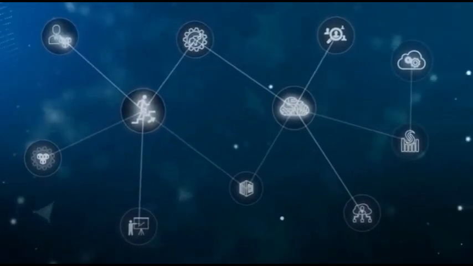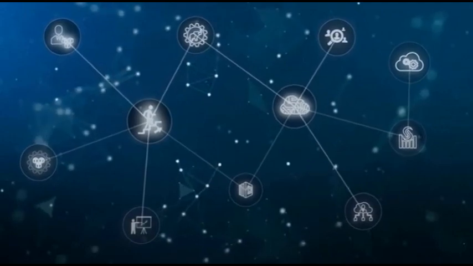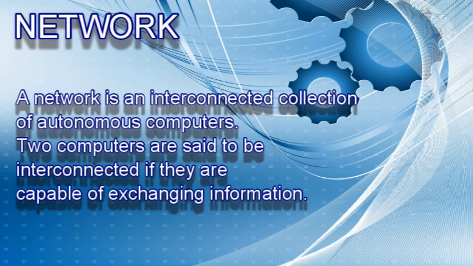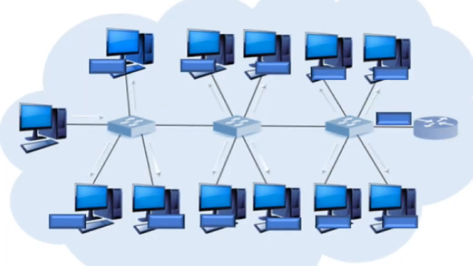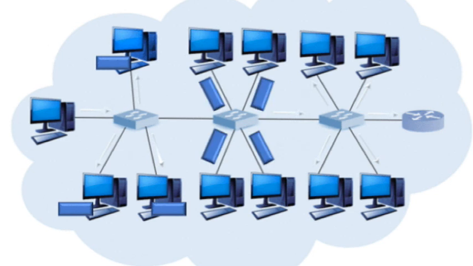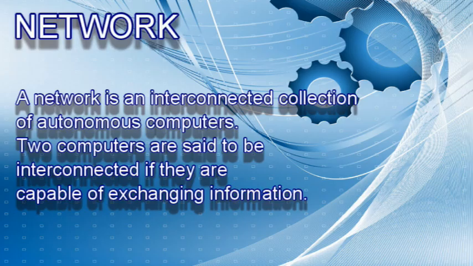So let's get started with the video and understand the concept of network. The very first thing, what do we mean by a network? Whenever we are talking about a network, we all know that it is sharing something. That is called a network. Now how are we performing that sharing? By the interconnection of computers. So as a definition, an interconnected collection of autonomous computers is called a network.